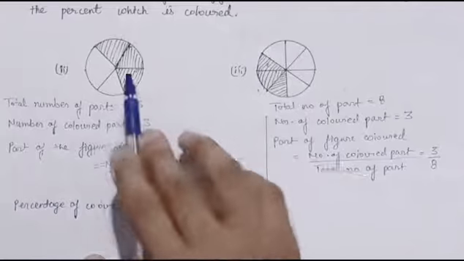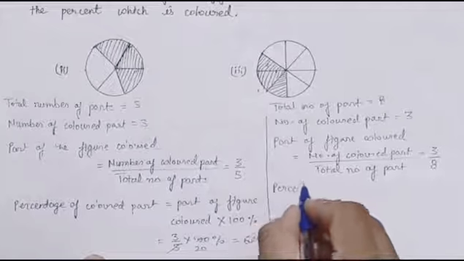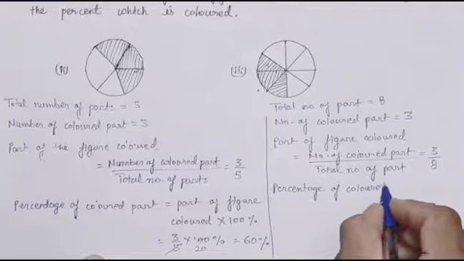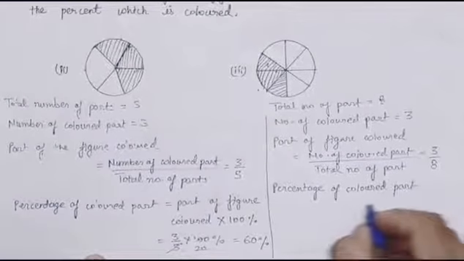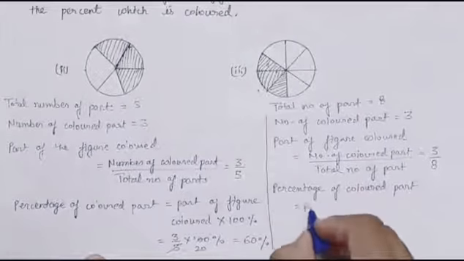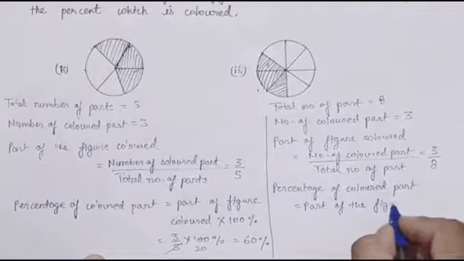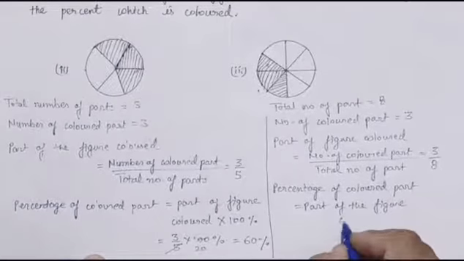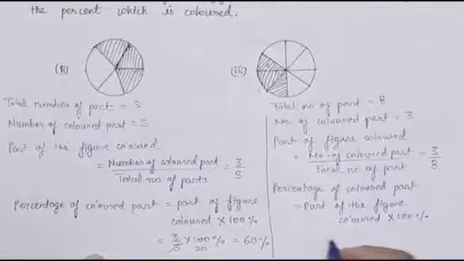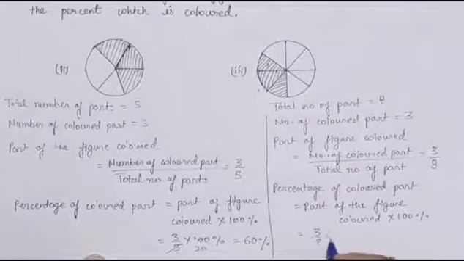Now also we have to find the percentage of the colored part. So percentage of colored part is equals to part of the figure colored into 100%. So part of the figure colored is 3 by 8. So we can write 3 by 8 into 100%.